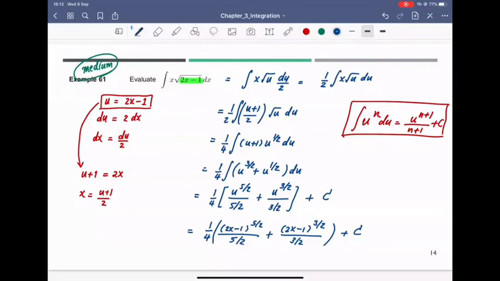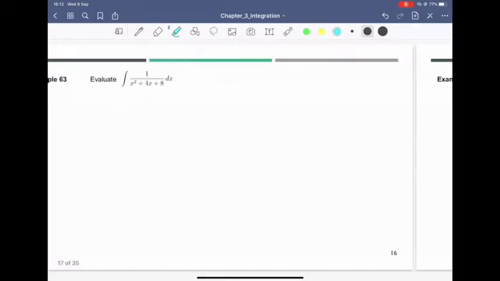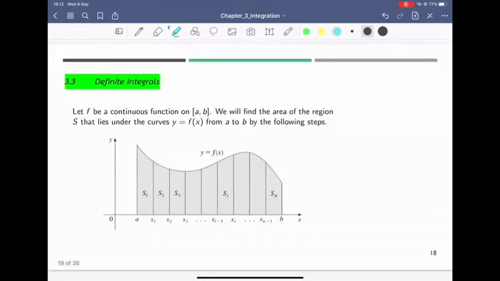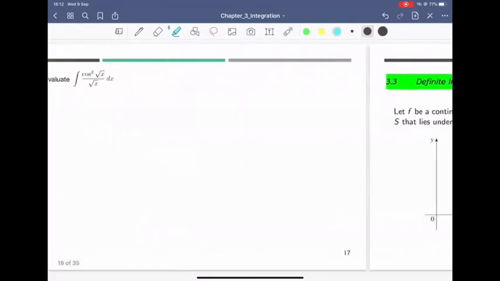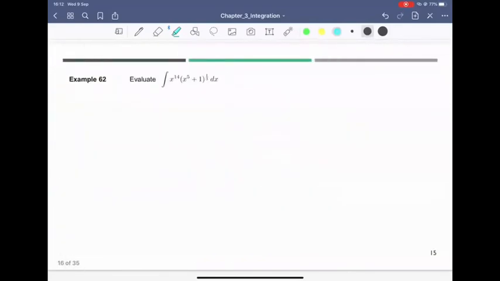All right, so let's do another example. Let's do another medium one. All right, 62. Maybe this is the last one for today, because 63 and 64 are medium to hard ones. Maybe we're going to continue that next Monday, and we're going to start definite integrals next time. So let's look at another medium one, the last one for today.